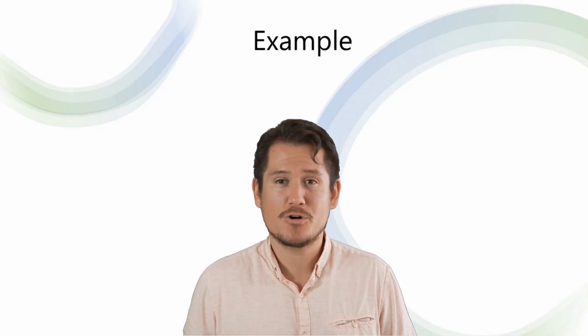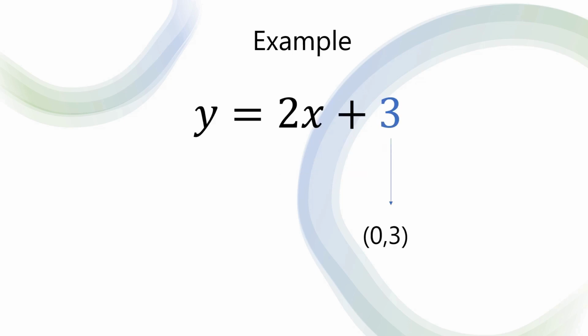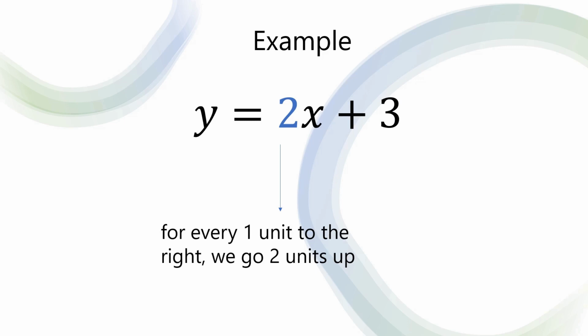Example 1. Let's work through an example. Consider the equation y equals 2x plus 3. To graph it, we first identify the y-intercept, which is 3. That is the point (0, 3). Now, with the slope of 2, we know that for every 1 unit to the right, we go 2 units up. So starting at (0, 3), we can plot another point at (1, 5). By continuing this process, we can quickly plot more points and draw a straight line. This line represents the solution to the equation.